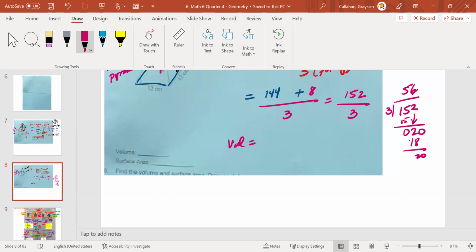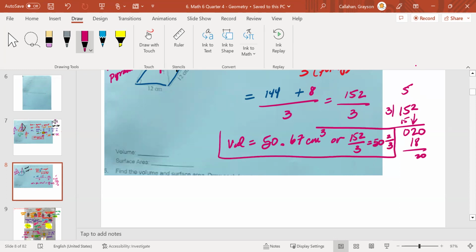It's going to be 50.67 centimeters cubed, or you could do 152 over 3, which is also going to be, if you were to do this, 152 over 3. So this is your answer right here. Did you write that down? Make sure you write that down. Okay, well, maybe you'll write it down later, but I need to move on to the next part of this. So hurry up, copy it down, please.